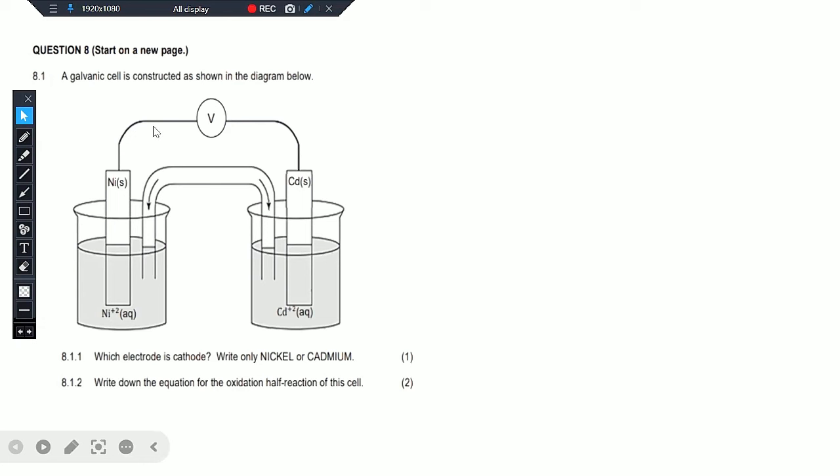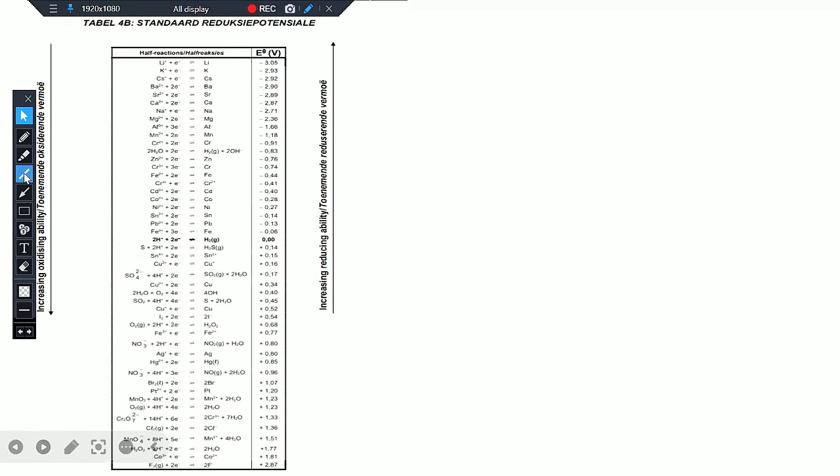Okay, so we have question 8, galvanic cells. A galvanic cell is constructed as shown in the diagram below. For 8.1.1, they ask which electrode is the cathode, nickel or cadmium. We know what to do to find the cathode. From our 4B table, we just have to check which one appears second. We have our cadmium here, and then we have our nickel just below. The one that appears first is the anode, and the one that appears second is the cathode. So your cathode would have to be nickel.